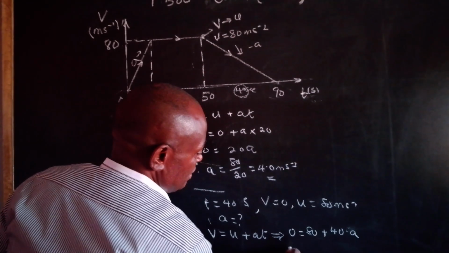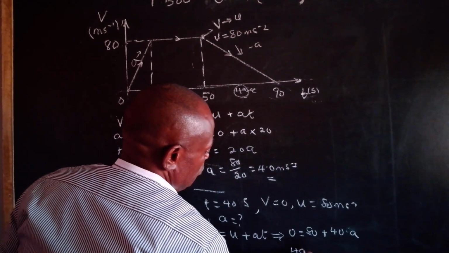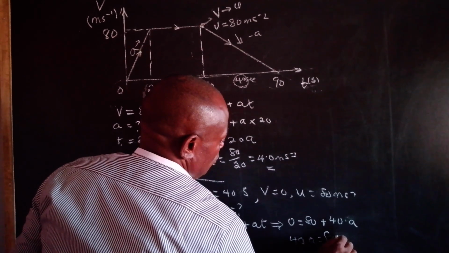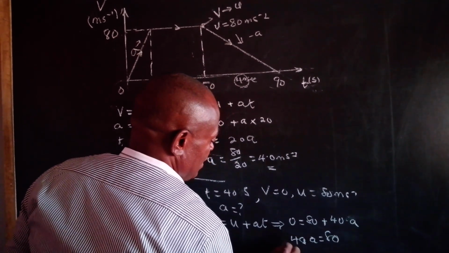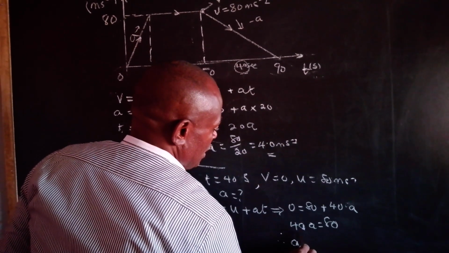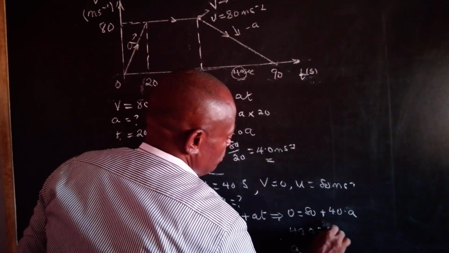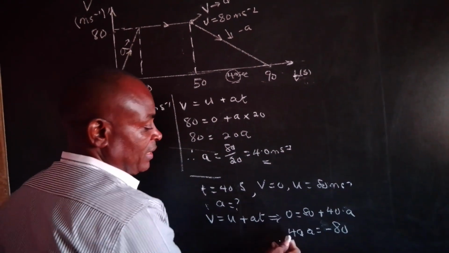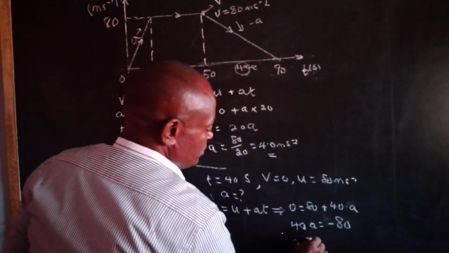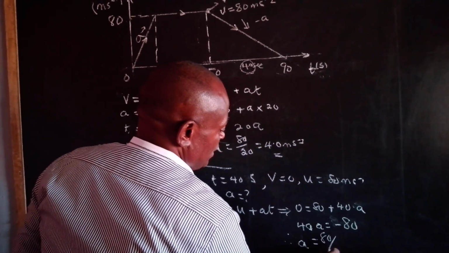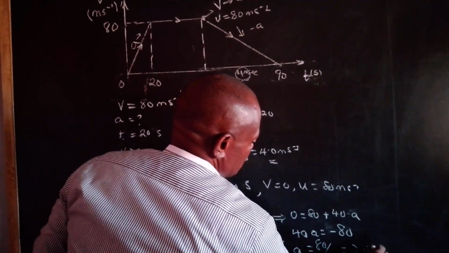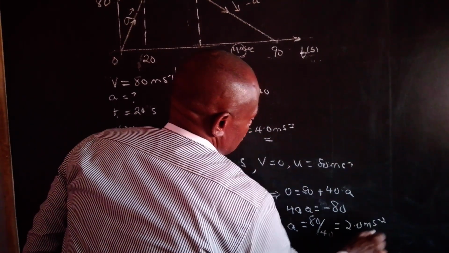So we bring it here. What it means is that we have 40A is equal to minus 80, because if you bring 80 to the other side and make A the subject, what we are going to have is 80 divided by 40, and the result is equal to 2.0 meters per second squared.